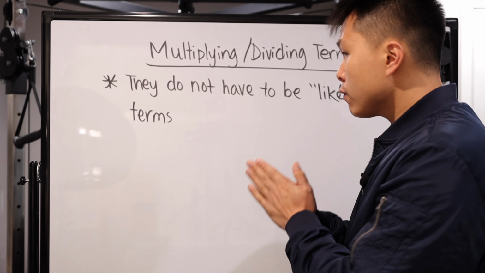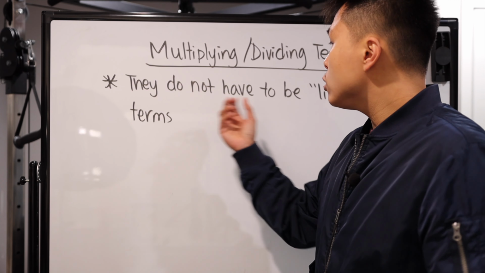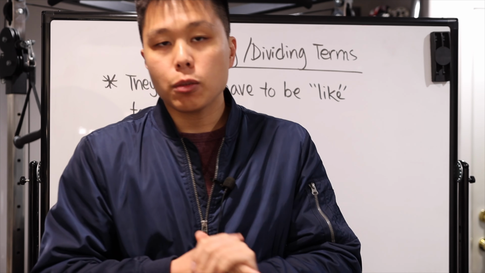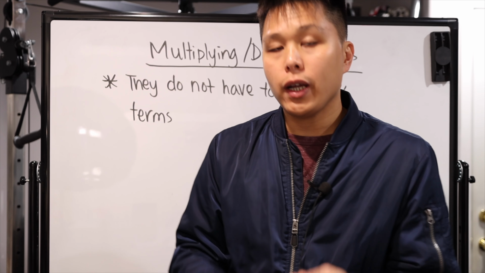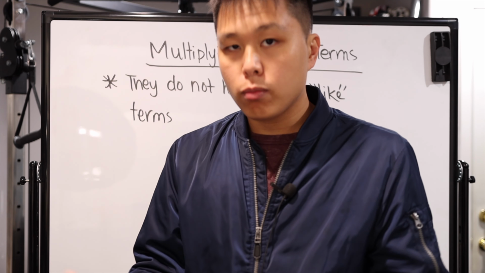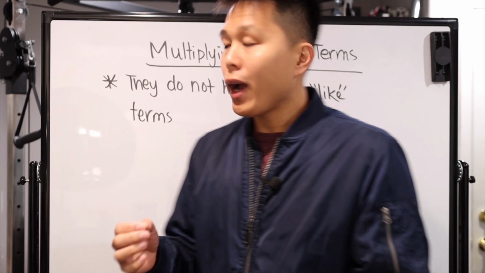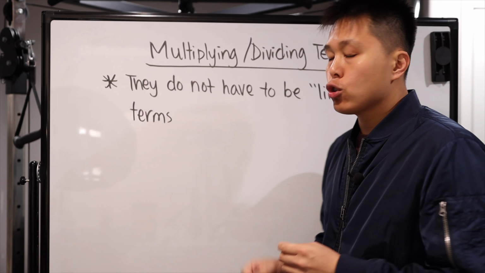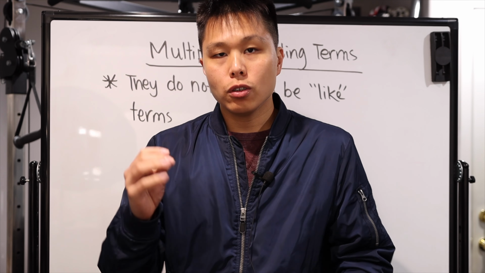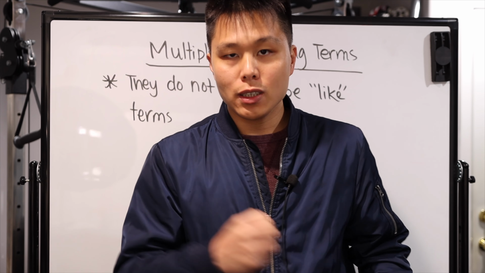So, the first and foremost is they do not have to be like terms. Now, in adding and subtracting, they actually do, right? And I went into details on what is a like term or a similar term, whereas when you're multiplying and dividing these terms, they do not have to be like or similar at all. So now that we got that out of the way, let's go to the step-by-step.